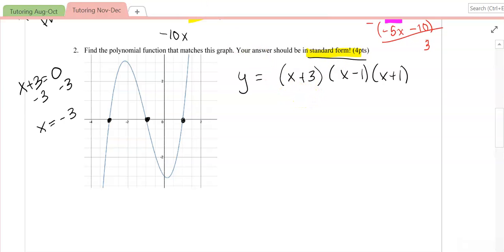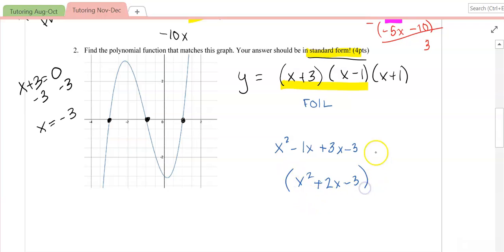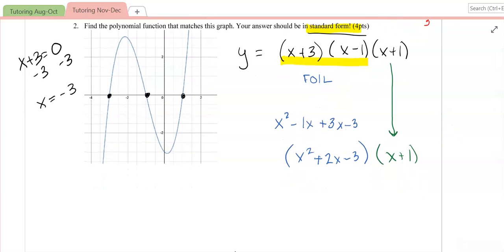So to factor, I'm going to multiply my first 2 terms together, and I'm going to FOIL them. So that means I'm going to multiply x times x to get x squared, x times negative 1, 3 times x, and 3 times negative 1. Adding my like terms together, I get x squared plus 2x minus 3. Now I didn't multiply all my factors together yet. I still have this x plus 1 left. So now I'm going to take everything in this first parenthesis and multiply it by everything in this second parenthesis.